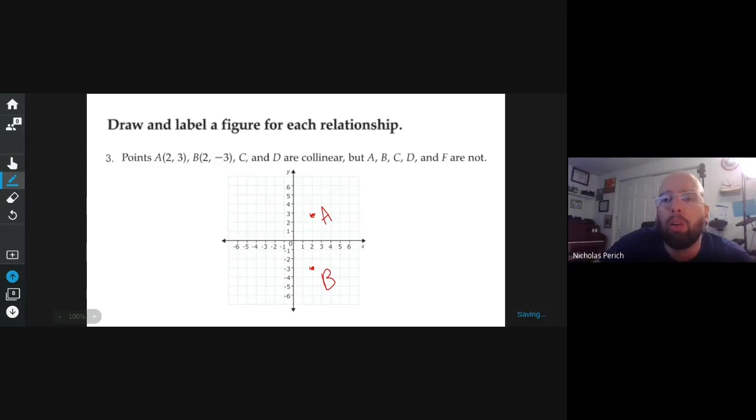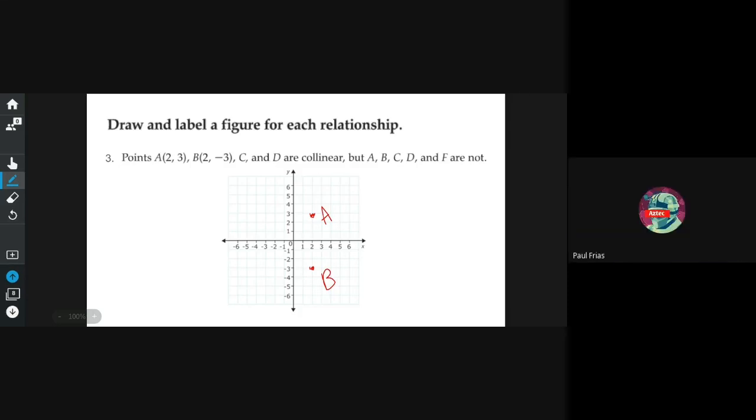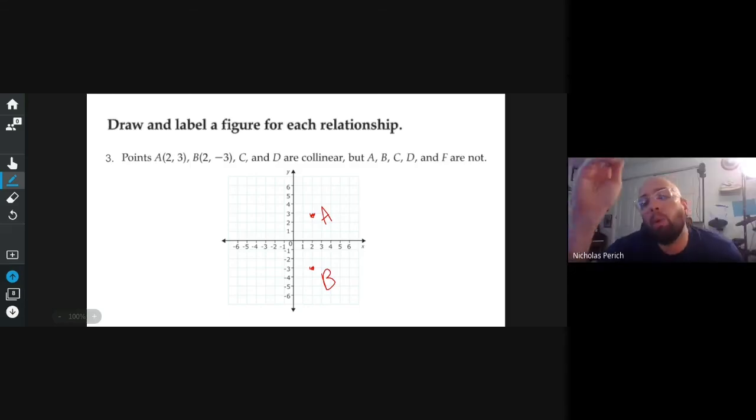C and D are collinear. But A, B, C, D, and F are not. Oh, okay. A, B, C, and D are collinear. That's how I was supposed to read it. Where should I put C if A, B, C, and D are collinear? Say that one more time. If I know that C is going to be collinear to A and B, where must I draw my C? You have a little bit of freedom, but it has to be kind of specific.